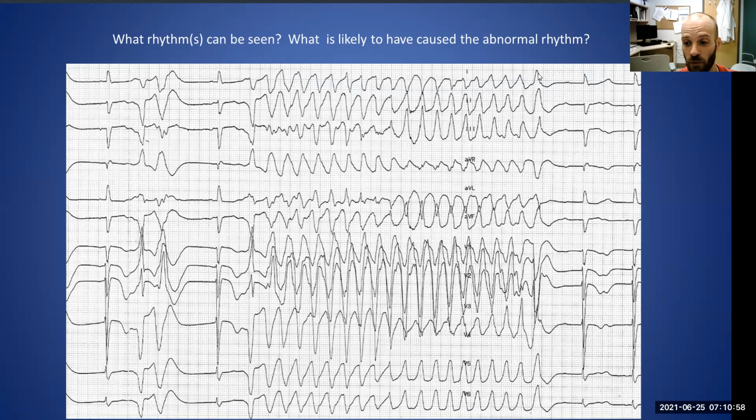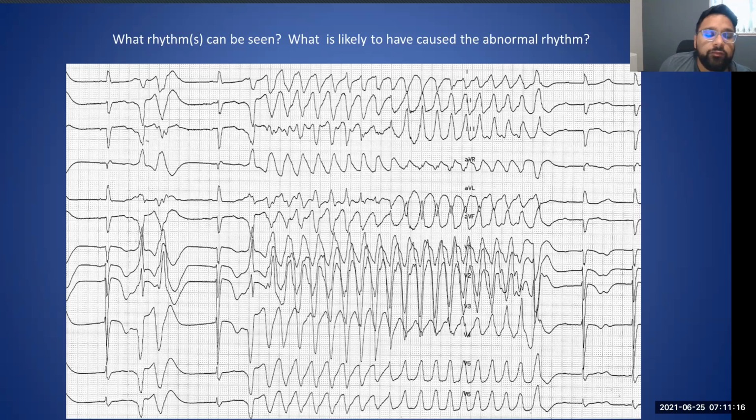Okay, so we've got several rhythms. We've got sinus, we've got PVCs, and we've got polymorphic VT all on one strip here. So this is a tricky one, but you did well there. So what is likely to have caused it? What did we say was a common cause for polymorphic VT? It could be because you're having runs of PVCs. Ventricular tachycardia can happen because of hypoxic states or certain medications. That's right. One of the common things that we mentioned.